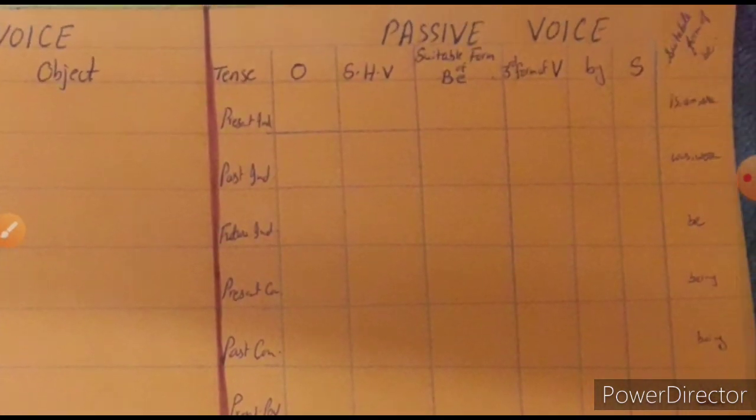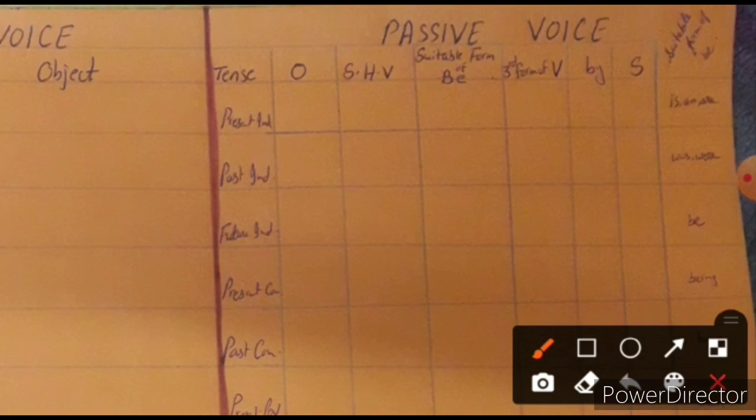Okay, now on the next side, if you look over here, this is the passive voice page. And what have I done over here? I have added the formula. Now all the tenses are present over here, the same as in the active voice. But over here the formula is object. Over there we had what? We had a helping verb. Here we are going to say same helping verb. Then we have added the suitable form of be, the third form of the verb. Then we have by and subject.